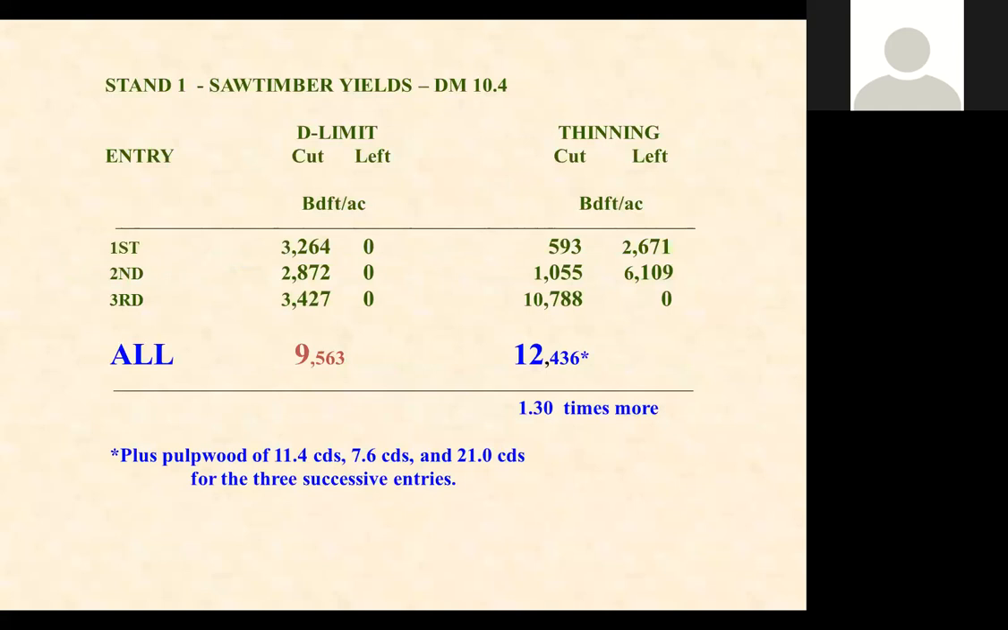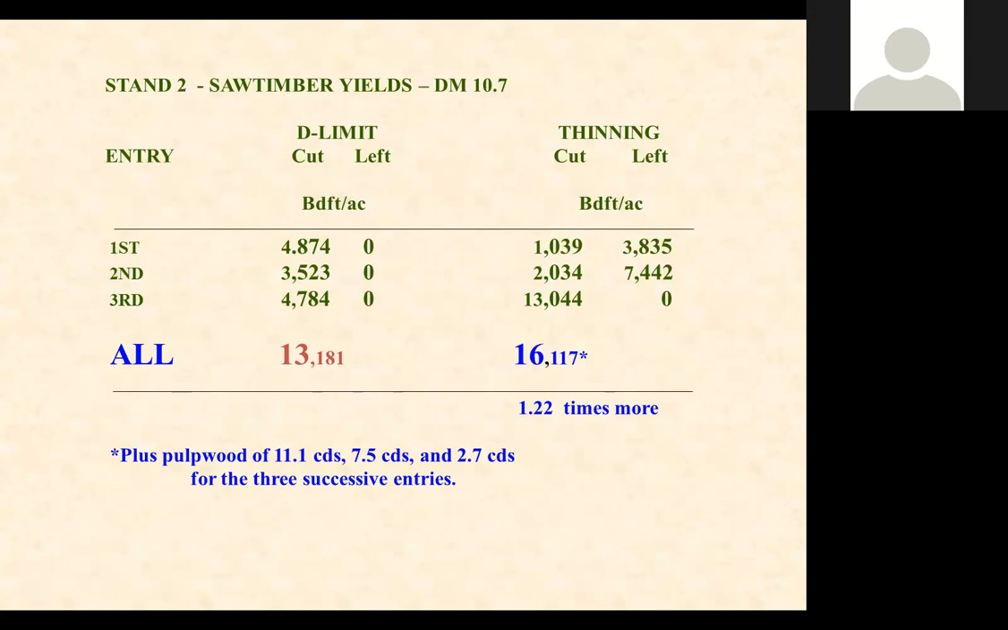The data show in tables like this, the left column, the first, second, third entry, and then the total yields. The middle is the diameter limit treatment, the amount cut in board feet and the amount left behind. And of course, we're not leaving any sawtimber. The right-hand columns are the crown thinning, what we take out in board feet and what we leave behind. Each time, the zero at the bottom is where we regenerate by an even-age method. Notice in the crown thinnings, we're getting some pulpwood volume because we're moving down to do some removals in the smaller crown classes.